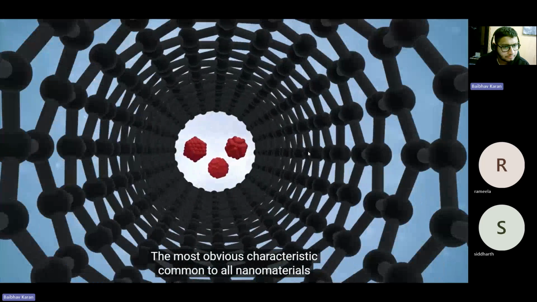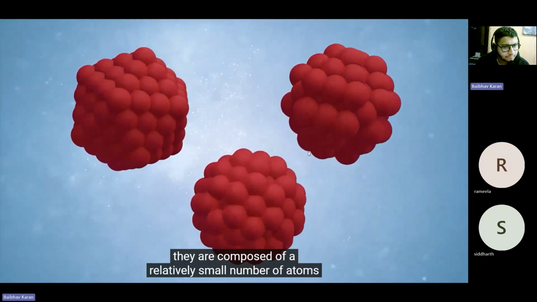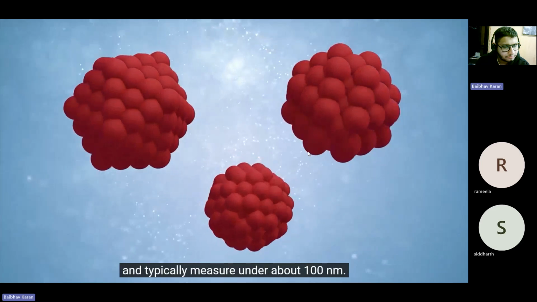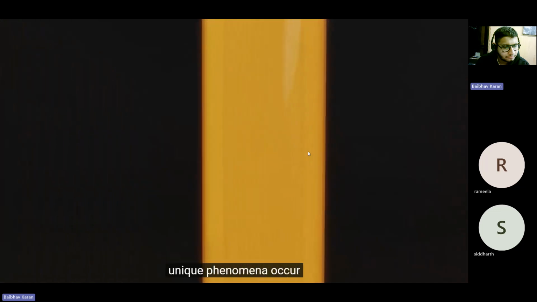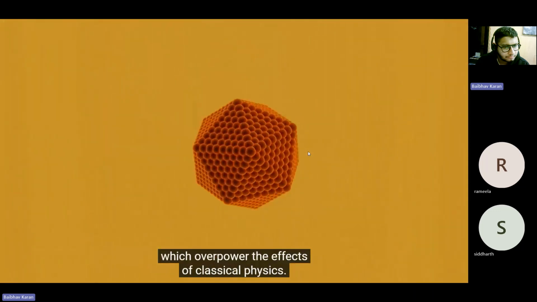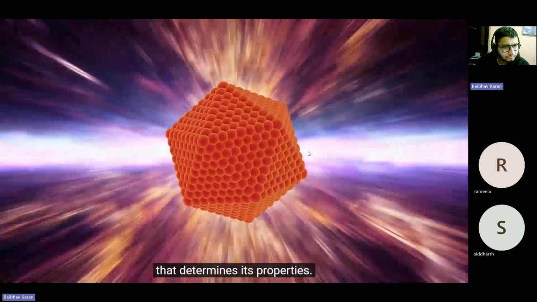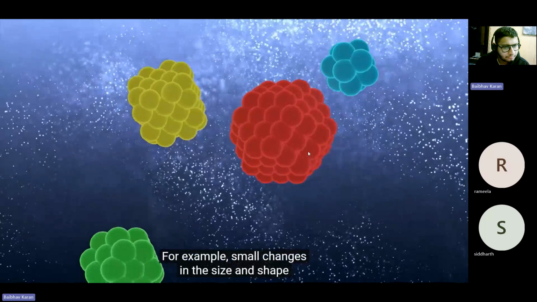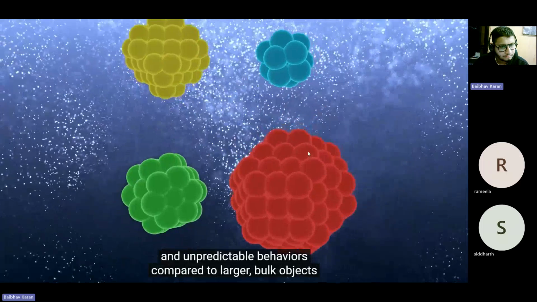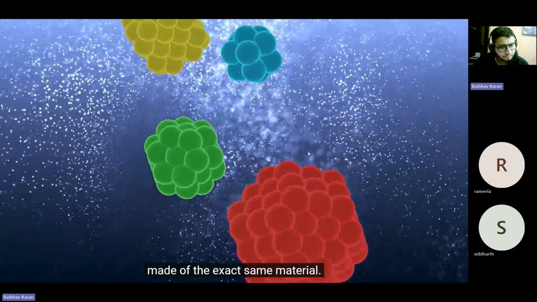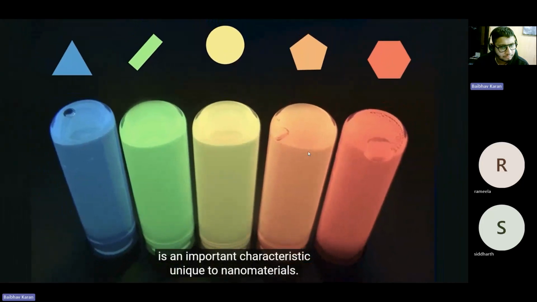The most obvious characteristic common to all nanomaterials is their nanosize. They are composed of a relatively small number of atoms and typically measure under about 100 nanometers. As it turns out, when an object is composed of such few atoms, unique phenomena occur which overpower the effects of classical physics. So at the nanoscale, it isn't just a material's chemical composition that determines its properties. For example, small changes in the size and shape of a nanomaterial can result in unexpected and unpredictable behaviors compared to larger bulk objects made of the exact same material. The shape and size dependence of these properties is an important characteristic unique to nanomaterials.